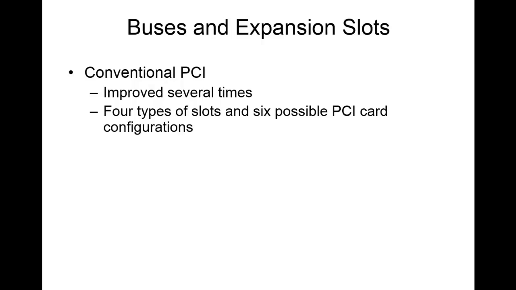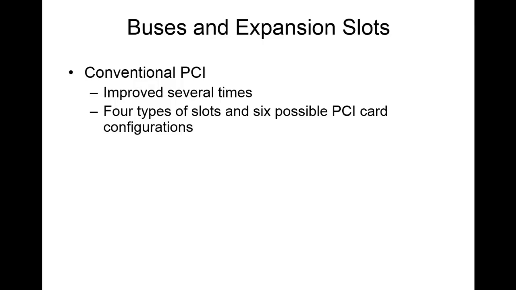When we talk about conventional PCI, obviously we had to have a starting place, but then it has improved several different times. You have 4 types of slots and 6 possible PCI card configurations. If you look up some of these, you'll see that even within PCI, a first gen PCI might have a notch near the end of it, just a little ways in, whereas another one might have multiple notches.